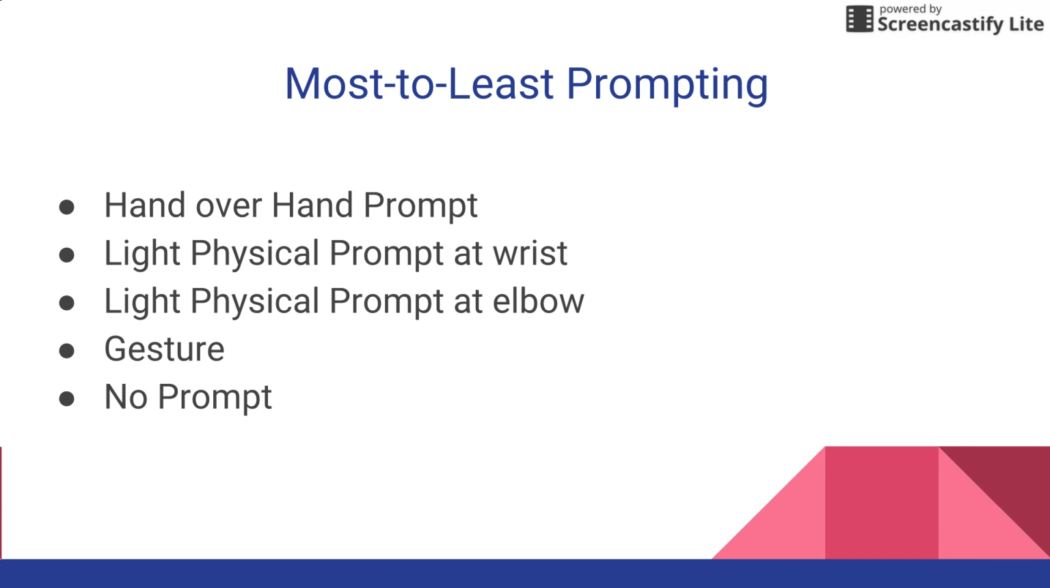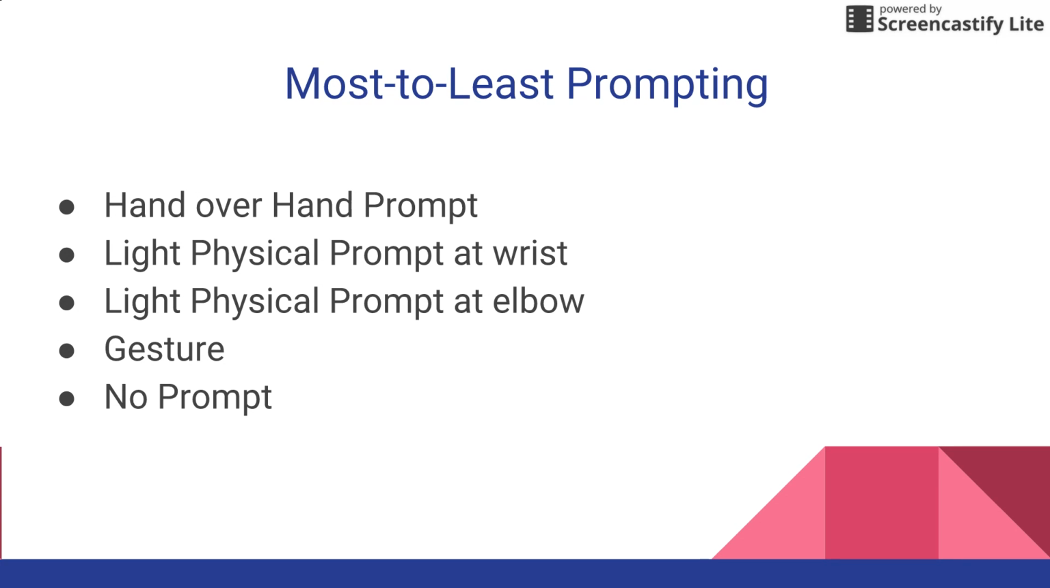For a light physical prompt at the wrist, we tell the individual to touch the ball and physically put our hand on the individual's wrist and guide them to the ball. We then tell the individual, "Good job," and provide a reinforcer. For a light physical prompt at the elbow, we tell the individual to touch the ball and physically touch the elbow of the individual and guide them to the ball by pushing their arm gently forward. Once again, we tell the student, "Good job," and provide a reinforcer.